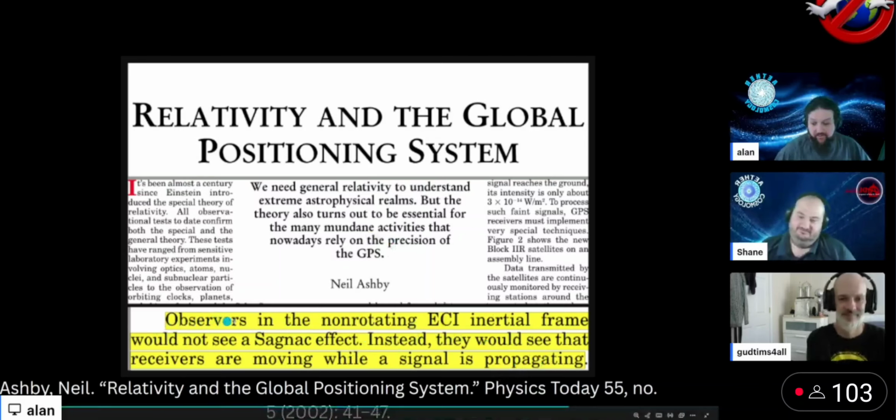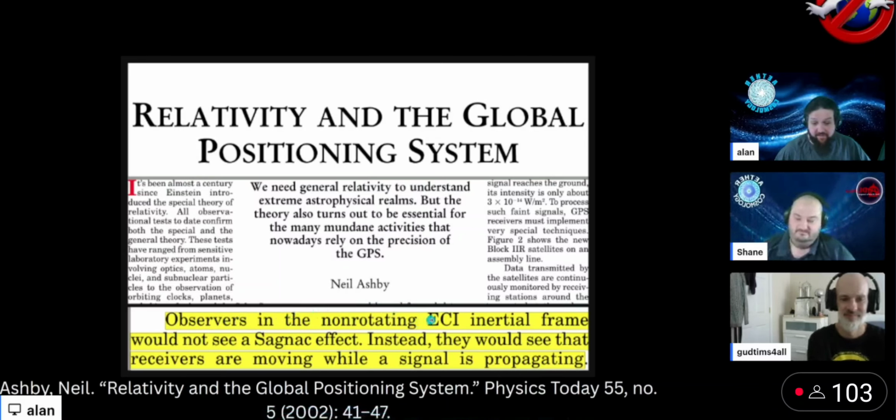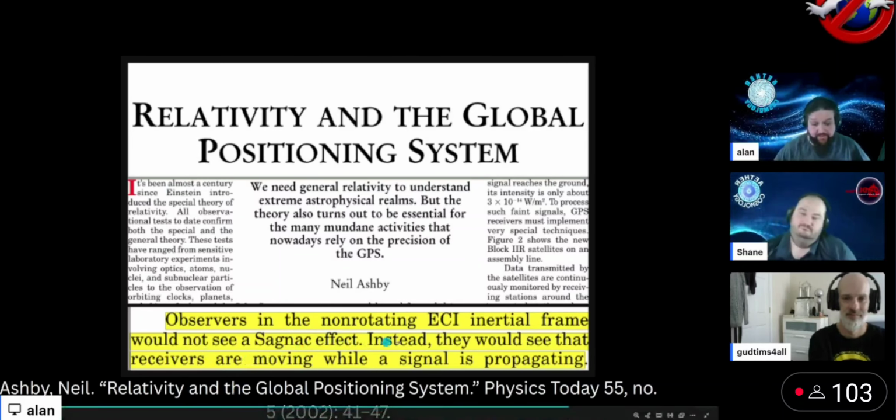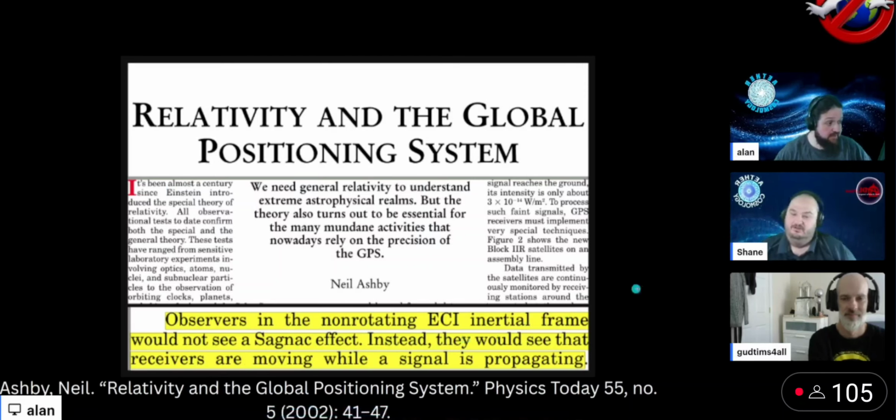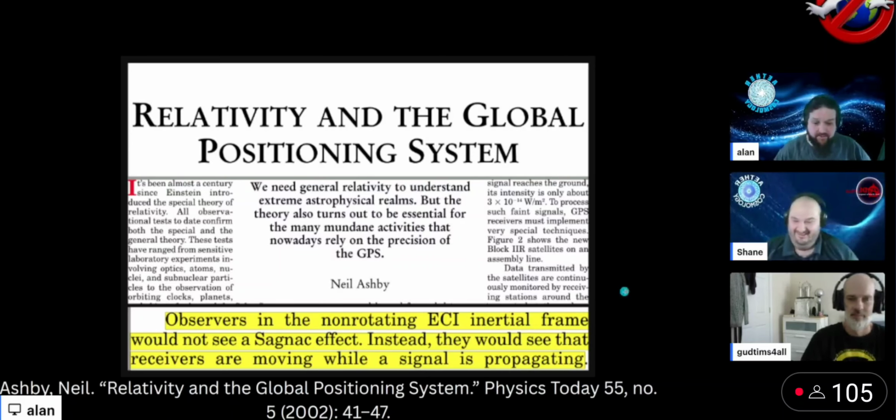Man. Observers in the non-rotating fictitious frame that we invented would not see the Sagnac effect. Instead, they would see the receivers moving on the Earth, in rotation around them at their midpoint. We're moving while the signal is propagating, measuring the speed of light not being the same. So if you're on the Earth, you're not going to measure the Sagnac effect. You need to be in the fictitious frame. I think what this should say is, we fixed it. Behold, the ECI frame fixes relativity in GPS. We nailed it, guys. That's kind of what it says anyway. Dude, and I just want to point out this, actually, never mind.